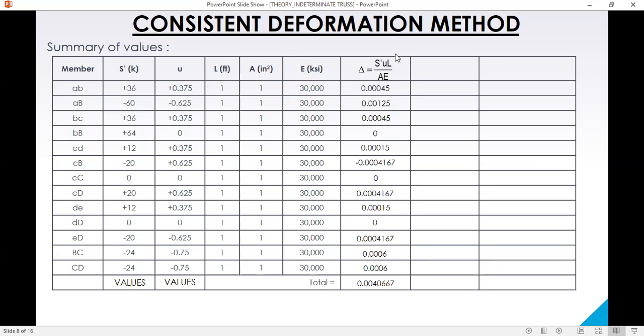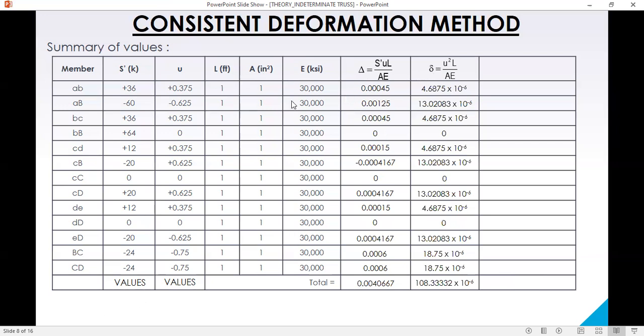Okay, next is the other delta, which is U squared L over AE. So, U squared times L divided by AE. These are the values. Okay, and after this, you add. Now, we already have the value of delta 1 and delta 2.